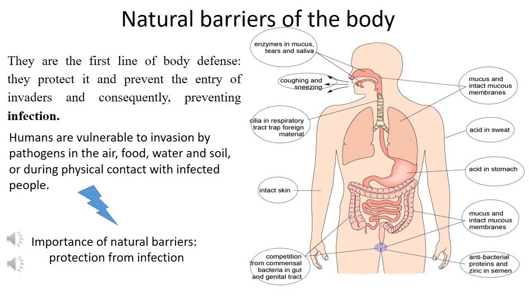As you see in the figure, the most comprehensive barrier is the waterproof layer of the skin that covers the body's surface. The human skin keeps most pathogens out as long as it remains intact. Other barriers are the mucus, the tears, saliva, sweat, acids in the stomach, the commensal bacteria of the gut and the genital tract, the antibacterial proteins in the semen and in vaginal secretion. The commensal bacteria of the gut are friendly bacteria that live in the digestive system, and they compete with the harmful bacteria, preventing them from causing infection.